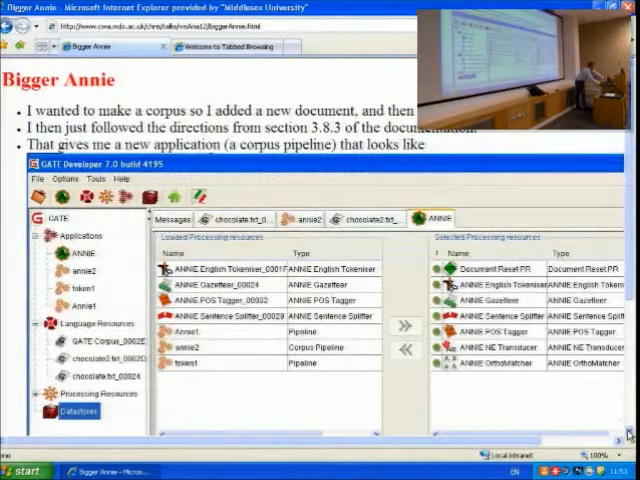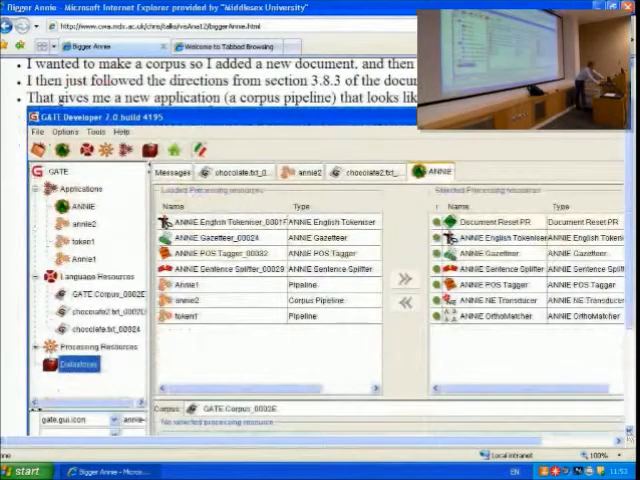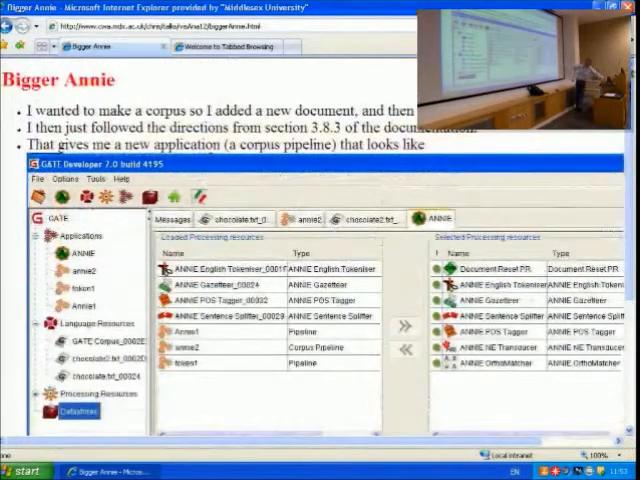So I wanted to make a corpus, so I had a new document. I took the second thing that I Googled on chocolate, I think. I had a new document and then made a corpus out of those two. So a corpus is just a collection of documents. Perhaps 1, perhaps 2. I just used 2 because 1 seems a bit silly. I then just followed the directions from section 3.8.3 of the documentation.